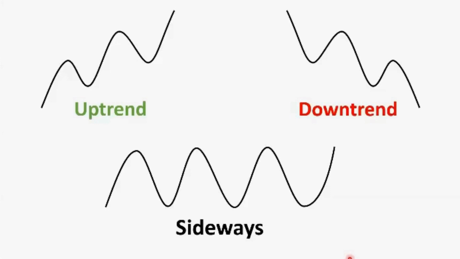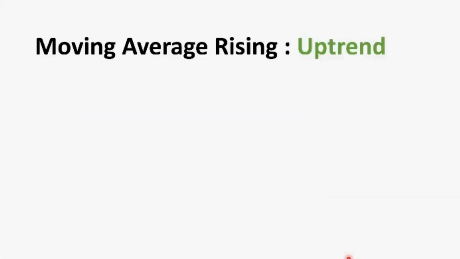Let me tell you. When the moving average is rising, when the moving average is going up, it indicates pure uptrend. And if you analyze it logically, you will understand that when the moving average is rising, it means that the close points of the stock are rising, which is forming a higher high and higher low pattern. That is the pattern of uptrend.